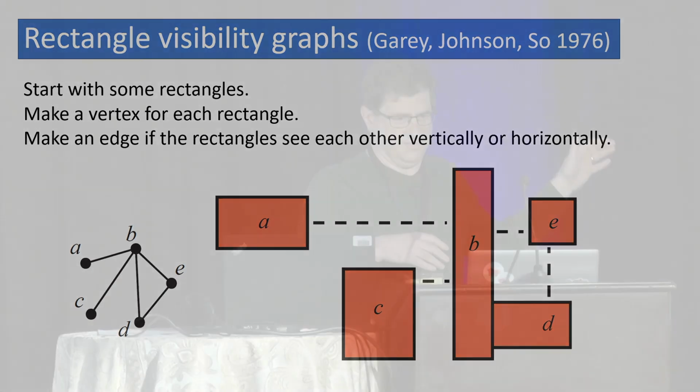So like A looks over to the right to see B, there's an edge. C looks down to see D, there's an edge. B and D see each other, even though they're right next to each other, that still counts. A can't see E because B is in the way. So you get this graph. So that's the first idea.